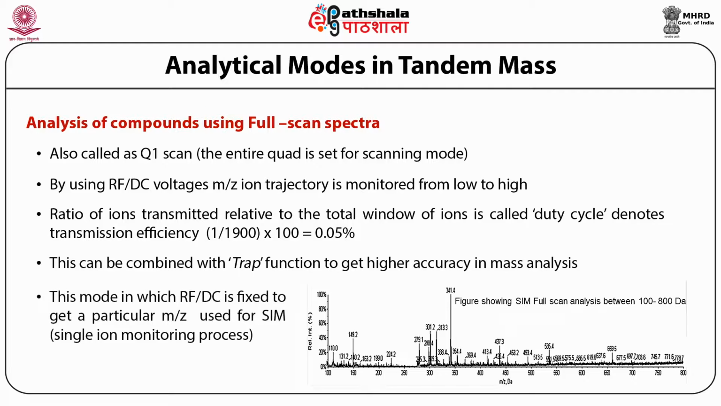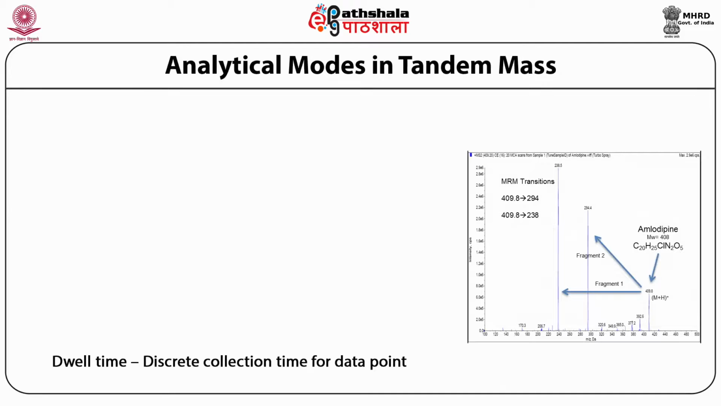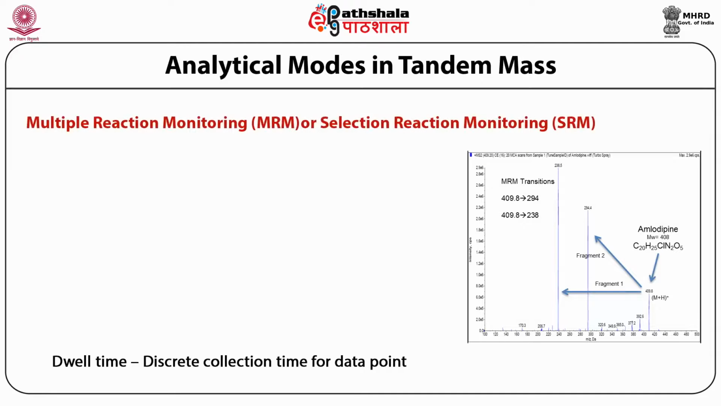In this mode, the RF and DC voltages are fixed to get a particular mass to charge ratio, that is, a particular ion which is selected, used for SIM, single ion monitoring, as I already explained. The scan you are seeing here is monitored from 100 to 800 Daltons to see different types of peaks which are coming inside. What you see here is multiple reaction monitoring, or MRM, or selective reaction monitoring.